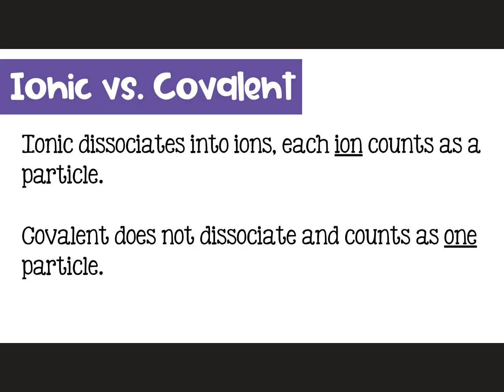Before we continue on, let's review a little bit about ionic and covalent. Ionic compounds dissociate into ions. Each ion will count as a particle. Covalent compounds do not dissociate, and they count as one particle as well.